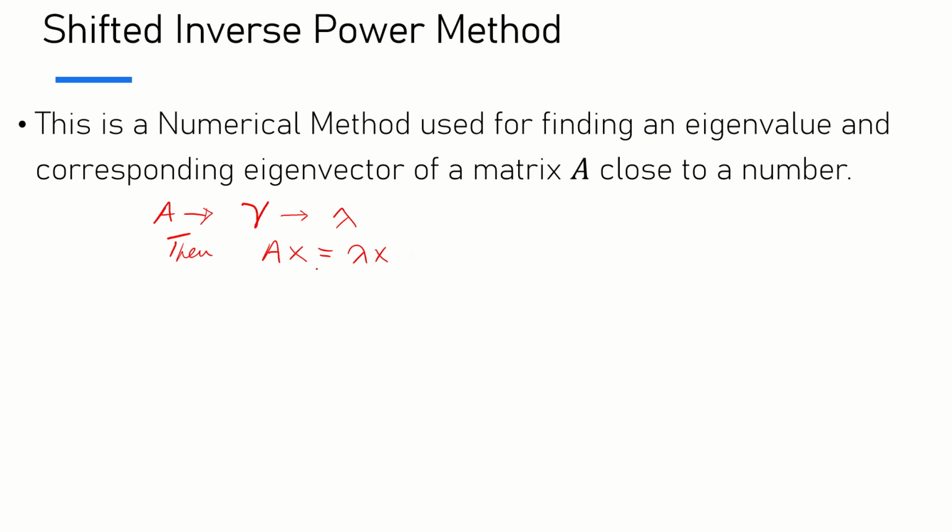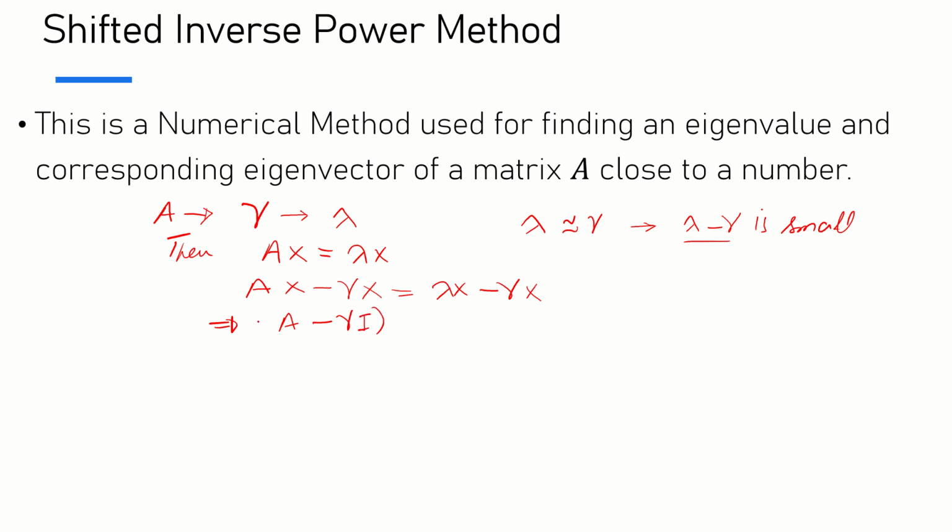And then what do we do? You see that lambda is very close to gamma, so that means lambda minus gamma will be very small. To reach this point, we subtract gamma x from both sides of this equation. So we get lambda x minus gamma x as well. And then we can write this in the form (A minus gamma I) x, where I is the identity matrix of the same order as A, equals (lambda minus gamma) x.